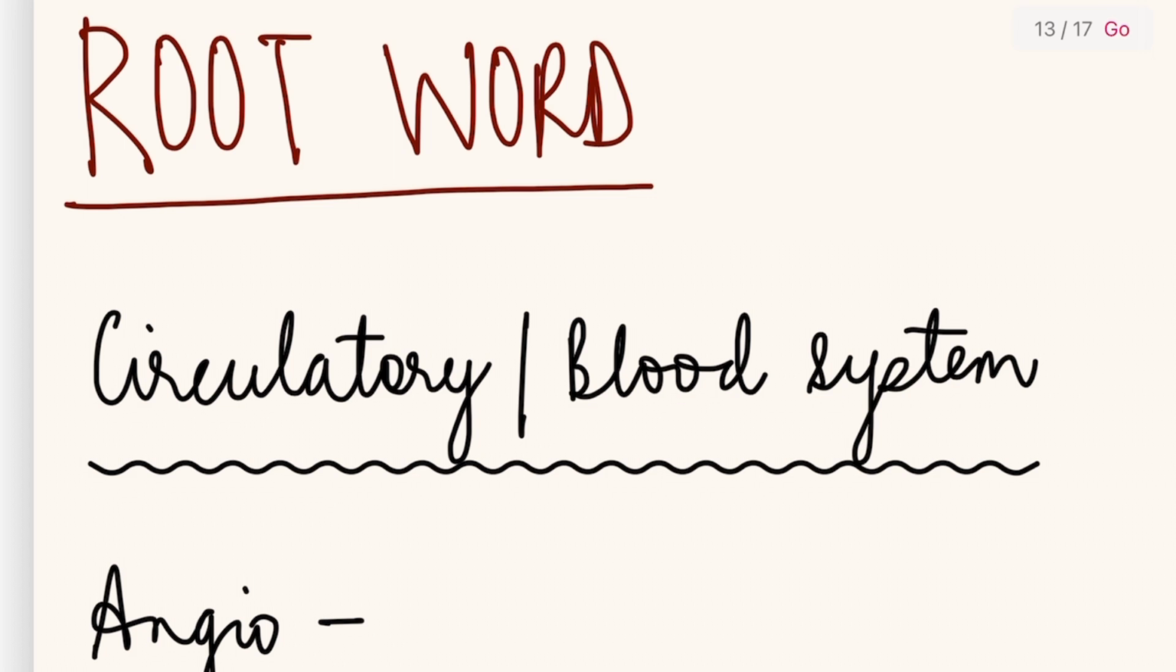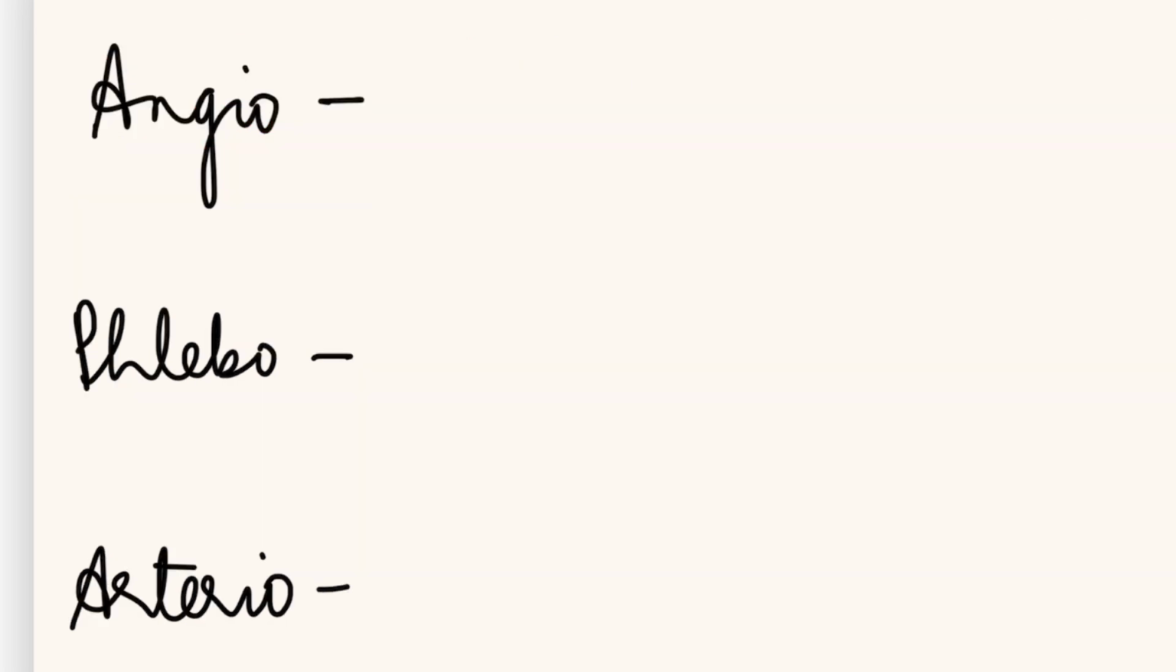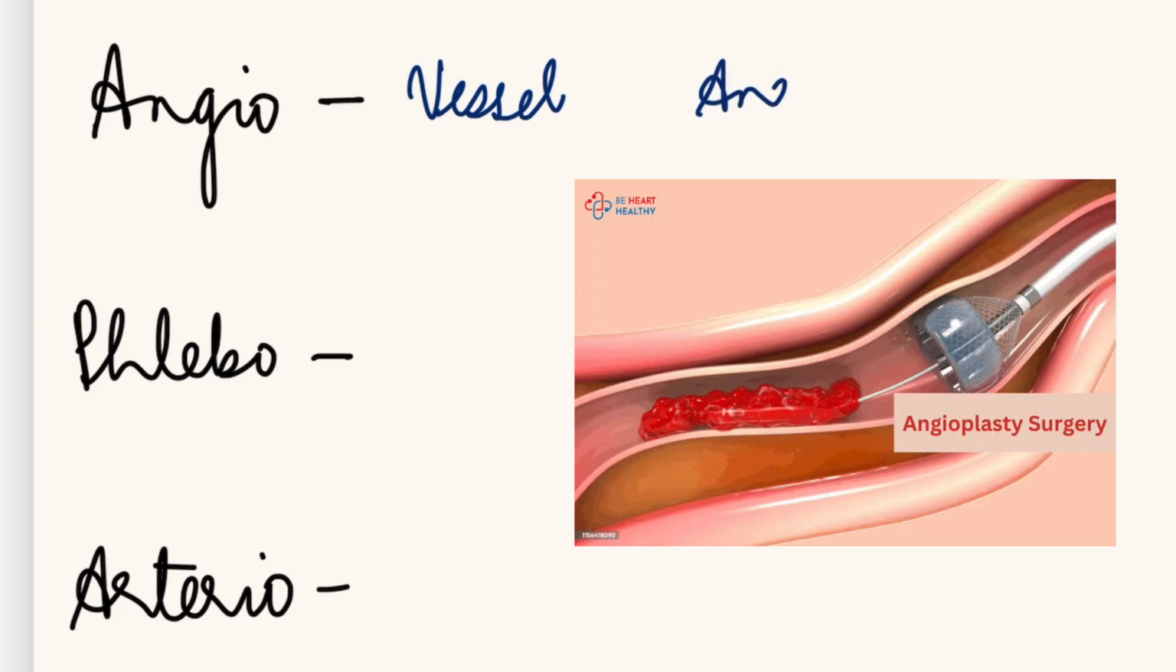Now coming to root words, we'll divide it system-wise. The first system that we are taking is the circulatory or blood system. Over here, we'll start with angio. Angio means vessel. The word, for example, is angioplasty. So, angioplasty is the surgical repair of a vessel.